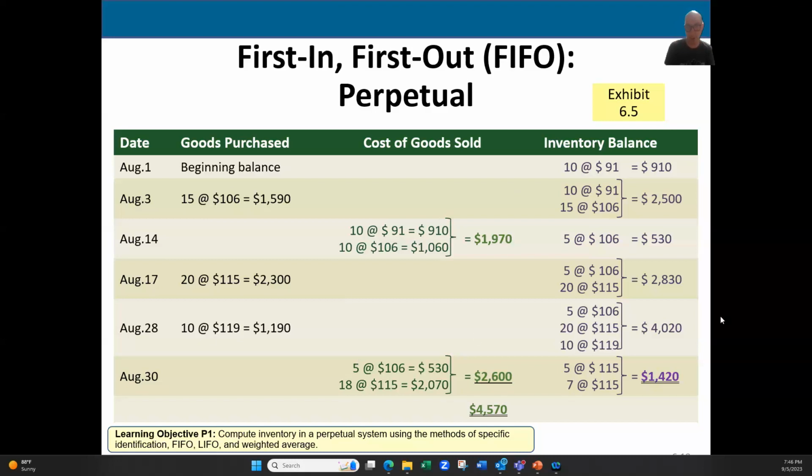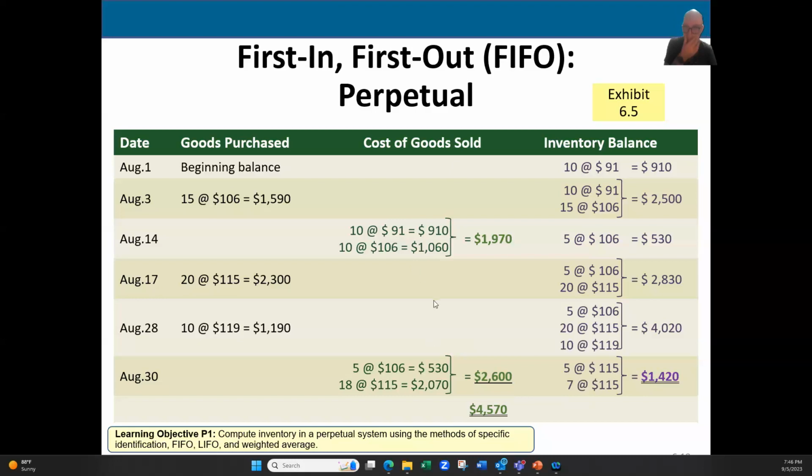So yeah, this little part that should be down here, the 10 at 119, should be just below here. Price that's, okay, yeah, just cut off, unfortunately. I think there's 31 days in August, right? So that's probably why. Okay, so that's first in, first out.